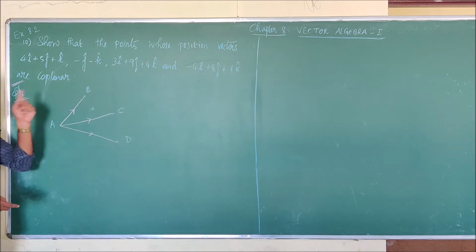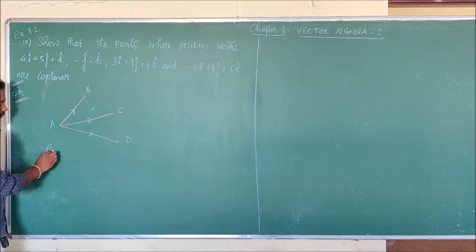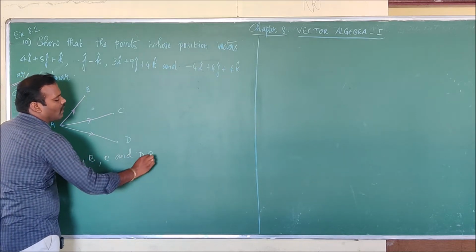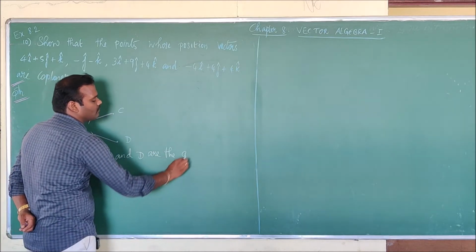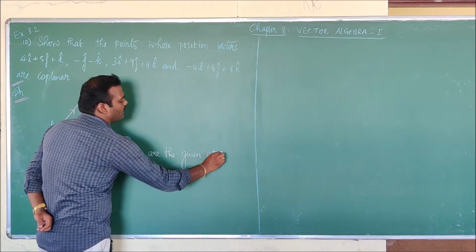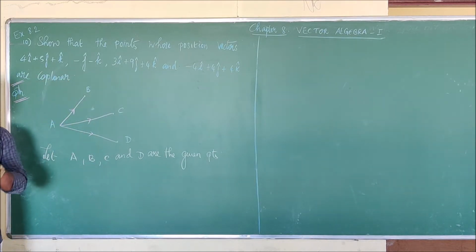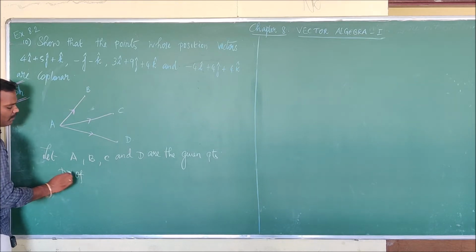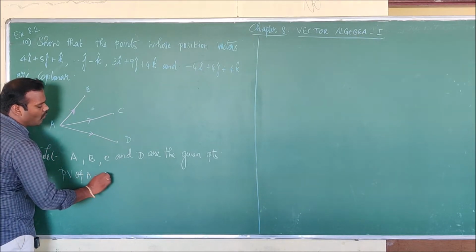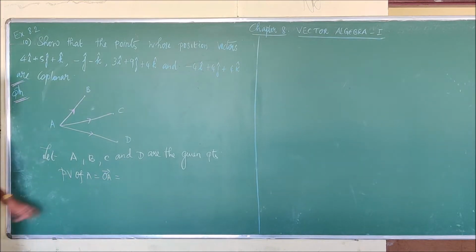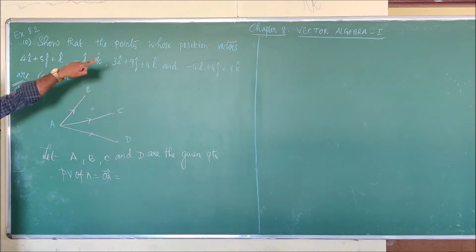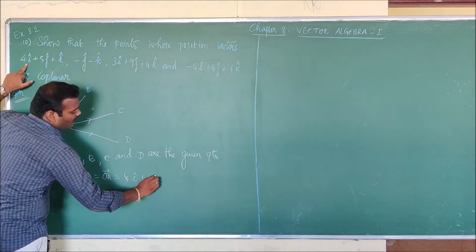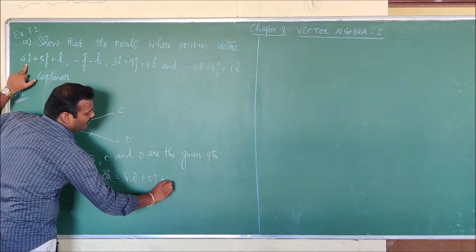Okay, so first let us give the points. Let A, B, C and D be the given points. Next we are going to write the position vector of all the points. First, the position vector of the point A, which is OA vector, let me take this as the first vector. What is the first vector? 4i cap plus 5j cap plus k cap.